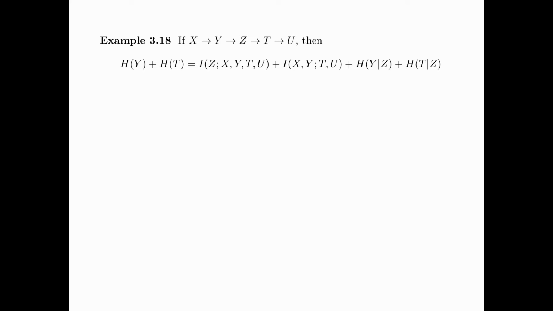Example 3.18 is a more elaborate example. It says that if we have a Markov chain X, Y, Z, T, U consisting of 5 random variables, then the entropy of Y plus the entropy of T is equal to the mutual information between Z and (X, Y, T, U), plus the mutual information between (X, Y) and (T, U), plus the entropy of Y given Z, plus the entropy of T given Z.